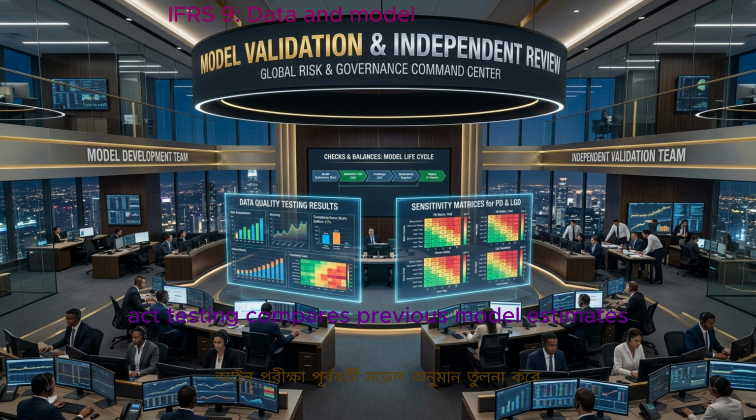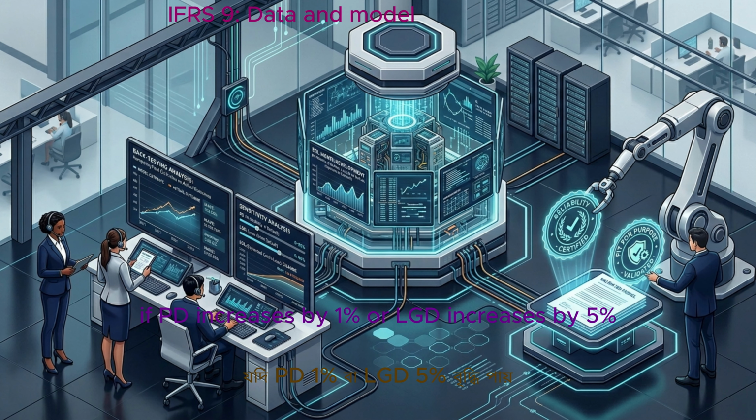Backtesting compares previous model estimates with actual outcomes. Sensitivity analysis checks how ECL changes when assumptions change. For example, management may check how the ECL amount changes if PD increases by 1% or LGD increases by 5%. Model validation should ideally be performed by a team independent from the model development team.